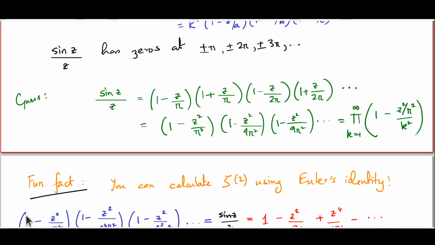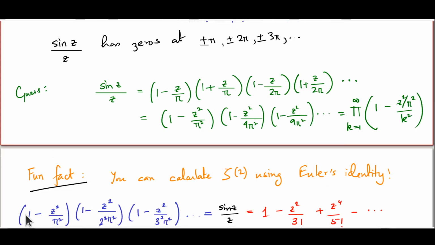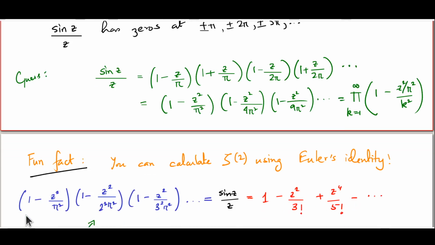Zeta 2, if you remember, is nothing but 1 by 1 square plus 1 by 2 square plus 1 by 3 square plus 1 by 4 square and so on. To see how that follows from Euler's identity, you just write down sine z by z using Euler's identity, the infinite product on the left here, and its series expansion, which you get simply by dividing the series expansion for sine z by z on the right. Now, if you want to look at the coefficient of z square, the right hand side clearly tells you that that is minus 1 by 3 factorial, minus 1/6. What about the left hand side?